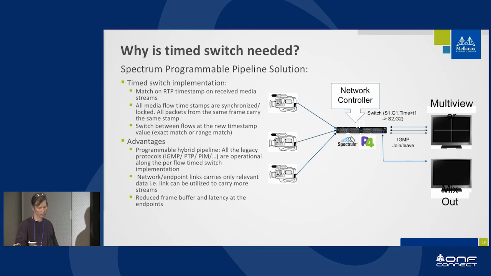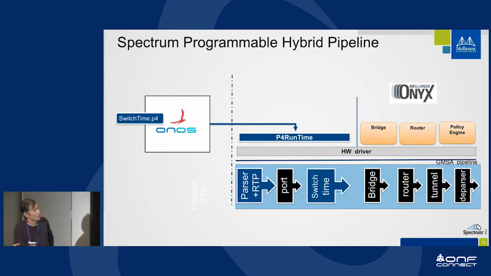And the pipeline, same idea. You have a switch time P4, some controller loads it, P4 Runtime. This time there are two parts in the pipeline. There's the parser plus a custom RTP header. And then we match action table for the switch time, which uses that information. And then the rest of the bridging, routing, and the policy is all supported by, in our case, ONOS, doing legacy functionality. So this is what we mean by a modular pipeline that operates in a hybrid mode. It's not pure SDN, it's not pure legacy.